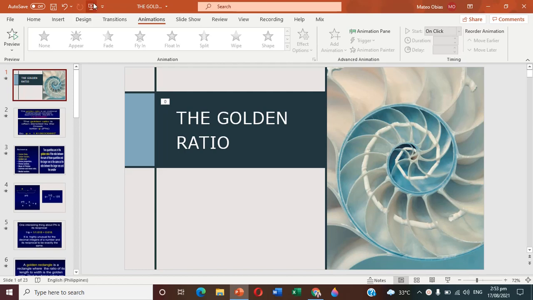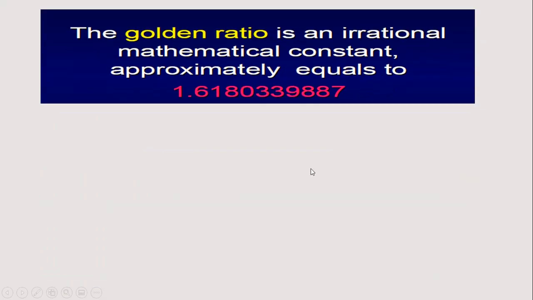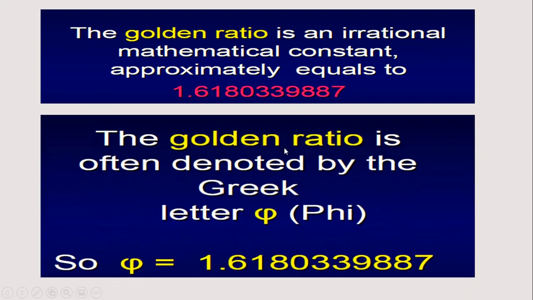And for today's video, I'm gonna be talking about the golden ratio. Okay, so the golden ratio is an irrational mathematical constant approximately equal to 1.618033988 and so on. So this is infinite. The golden ratio is often denoted by the Greek letter phi. So phi is equal to 1.6180339887 and so on. So this is approximate.